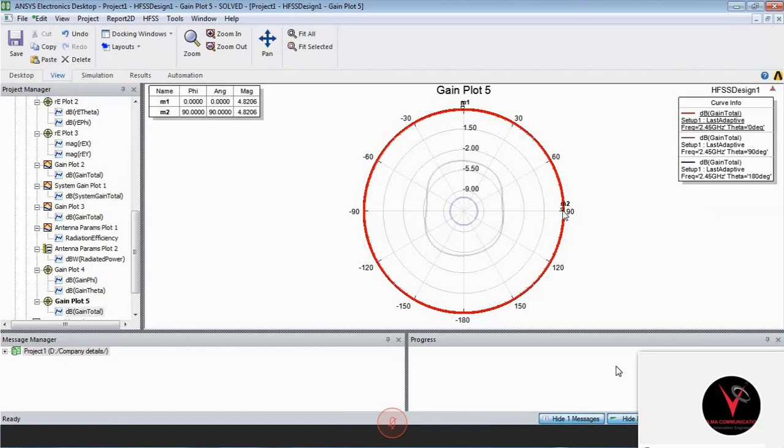Okay. And one person asked how to check whether it is rectangular polarization or circular polarization. This is also one of the methods to analyze the polarization.